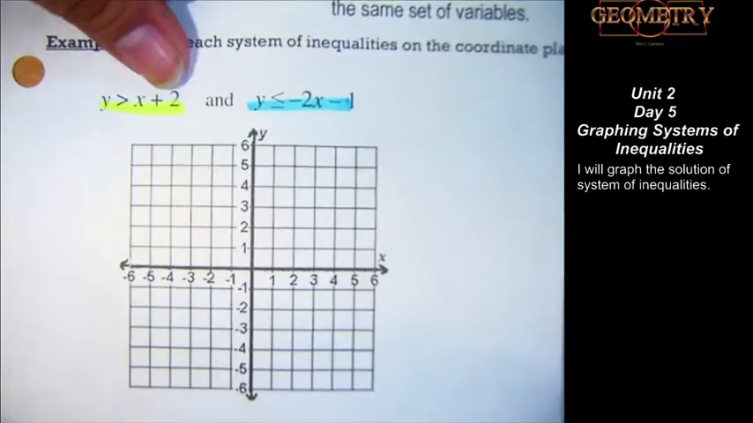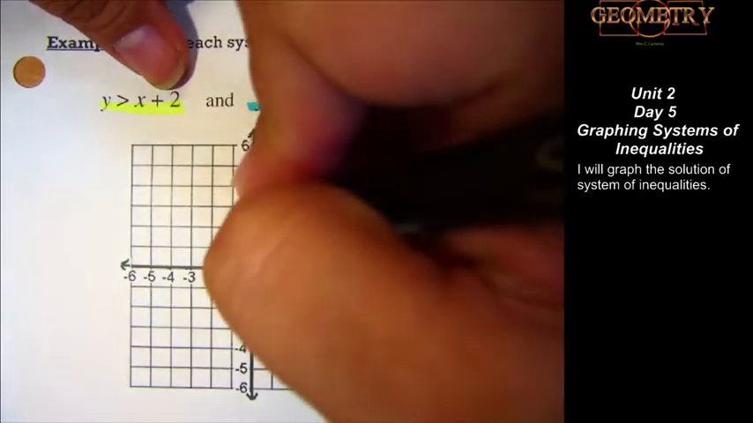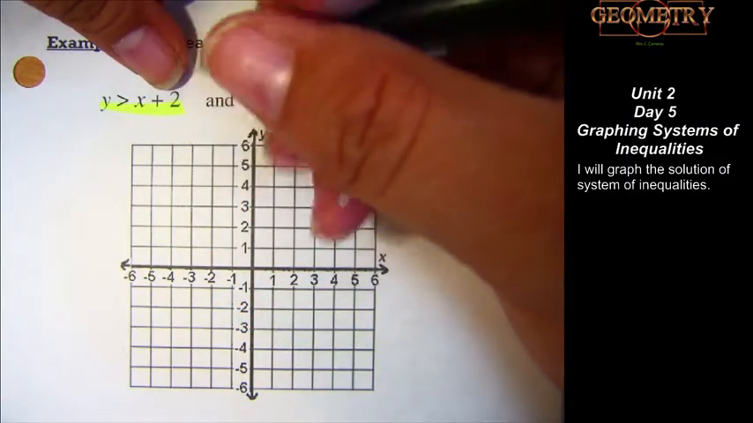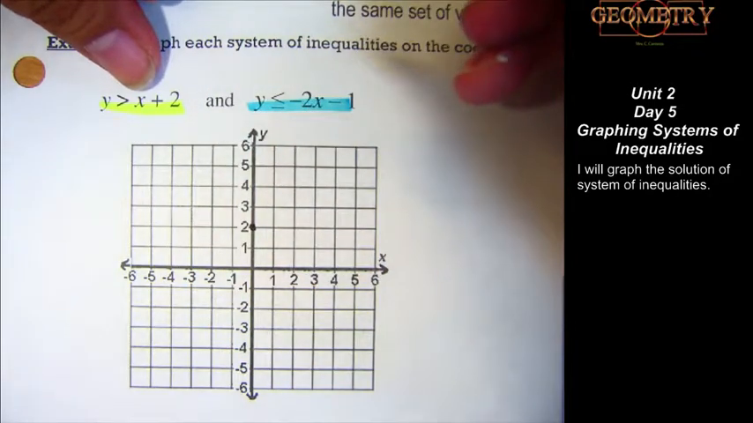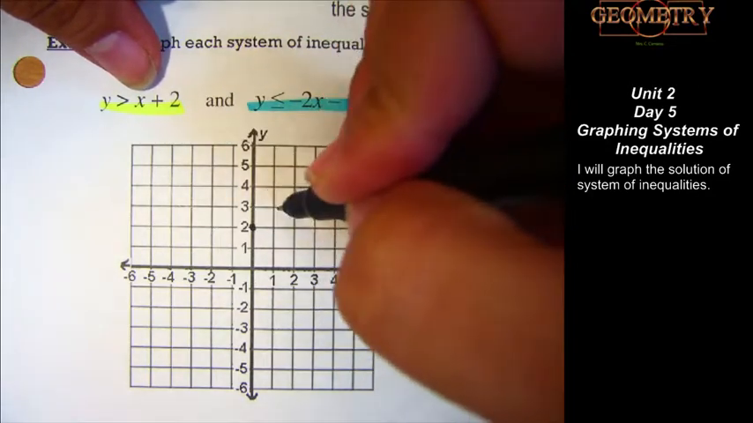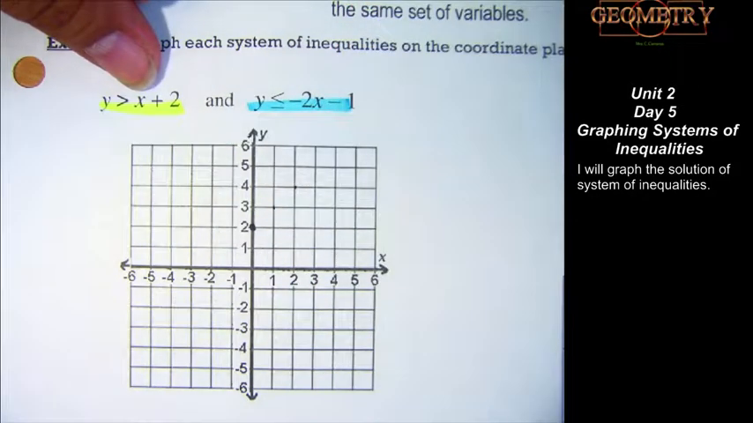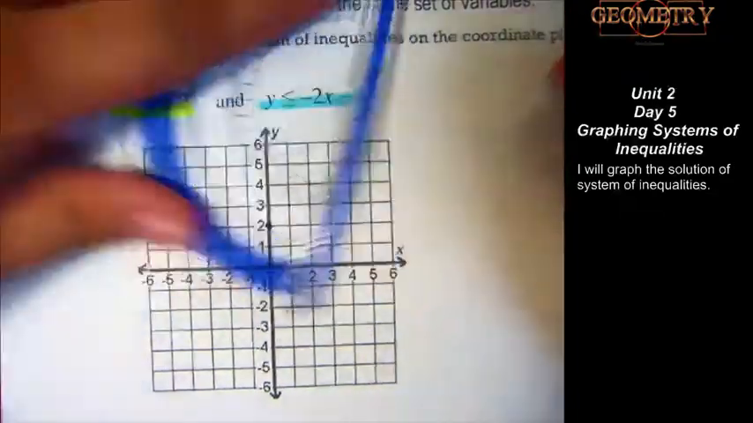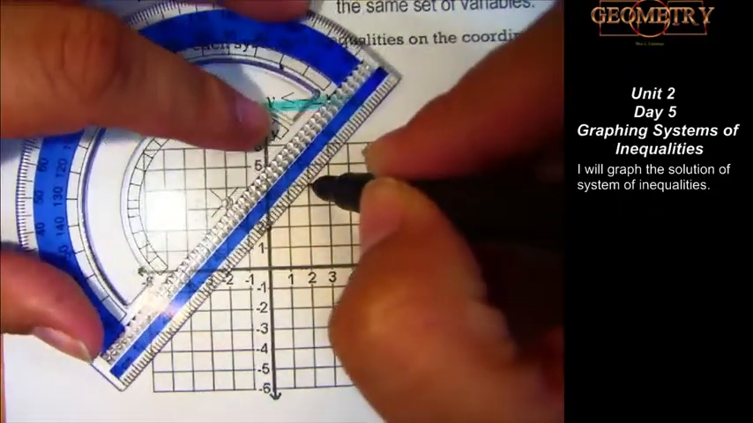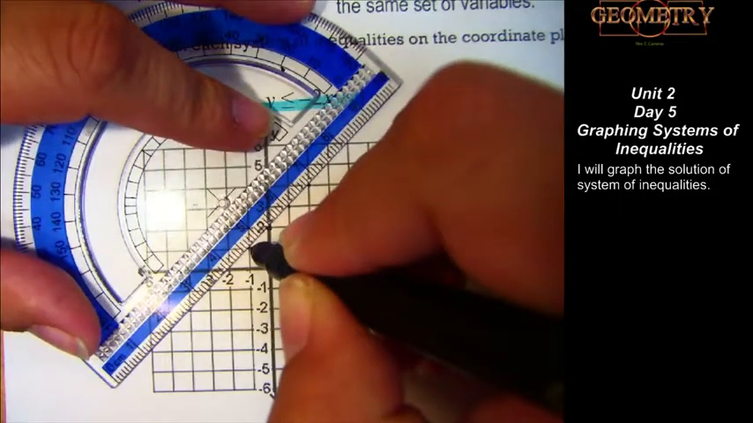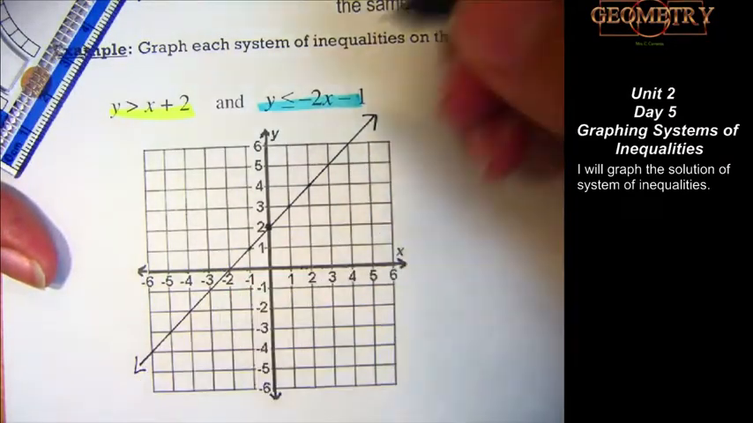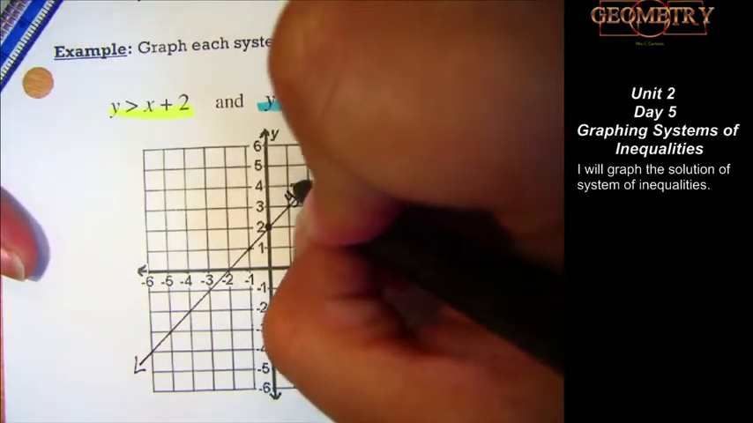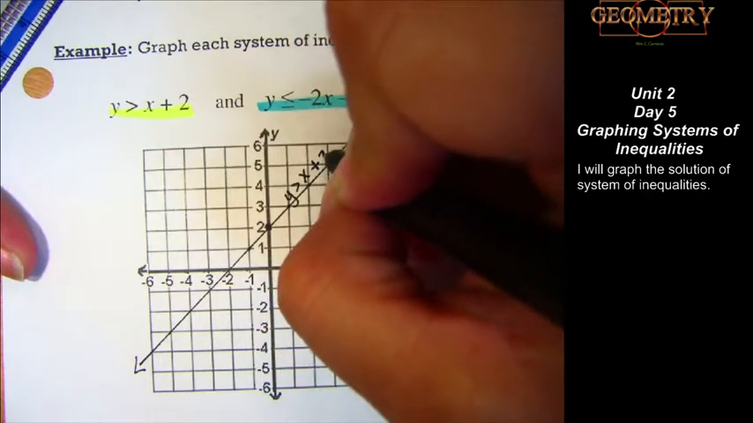This is +2, so my y-intercept is positive. It's a +2. And then my slope is not visible, so it's a 1. So that means I'm going to go up 1, to the right 1. Up 1, to the right 1. I only need to draw 2 points to create the line, and once I have the line, I'm going to grab my handy dandy line maker tool. And there is my boundary. y is greater than x plus 2.